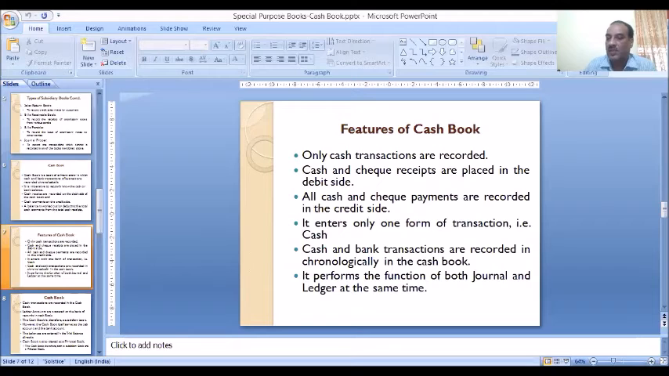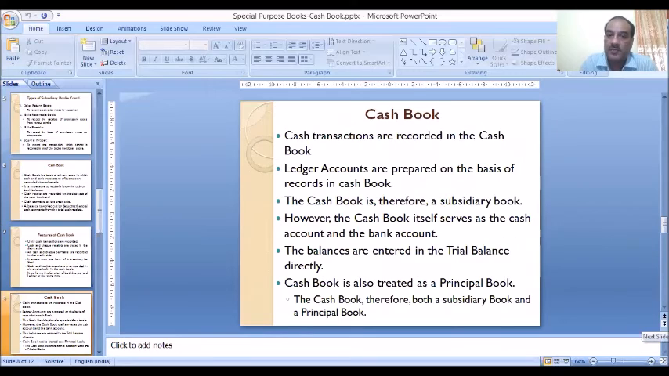It performs the function of both journal and ledger at the same time. Because we have the complete information about all the cash transactions, what we have received and what we have paid, it is very comprehensive. Cash transactions are recorded in the cash book, and ledger accounts are prepared on the basis of records in the cash book.